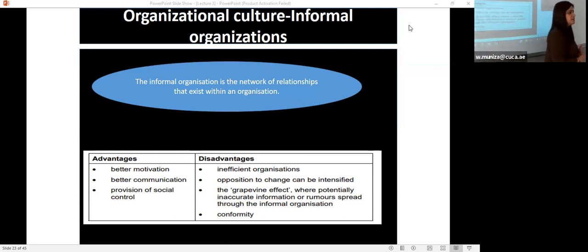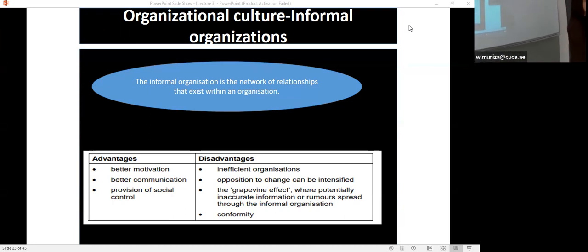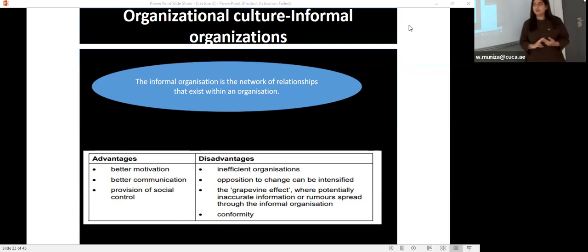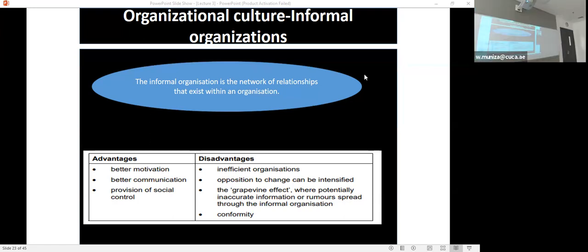Then conformity. So what is conformity? Conformity to the rules and regulations exerted by the informal organizations is going to prevail instead of the formal rules and regulations. So these are the disadvantages of informal organizations. Even with these disadvantages, organizations try to have informal mentors just to increase motivation among the employees. In every organization, together with the formal structures, we do have informal networks too.